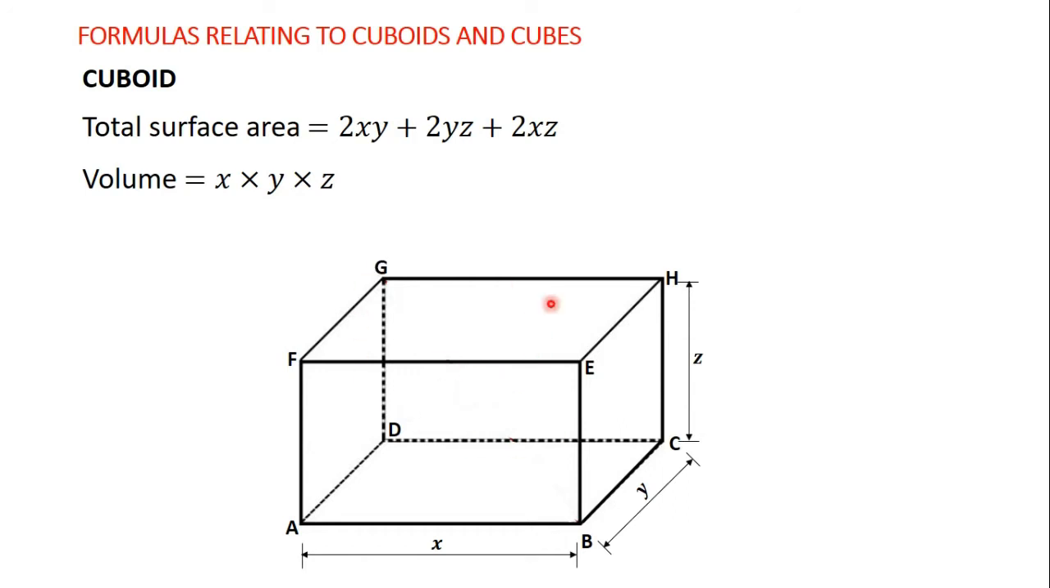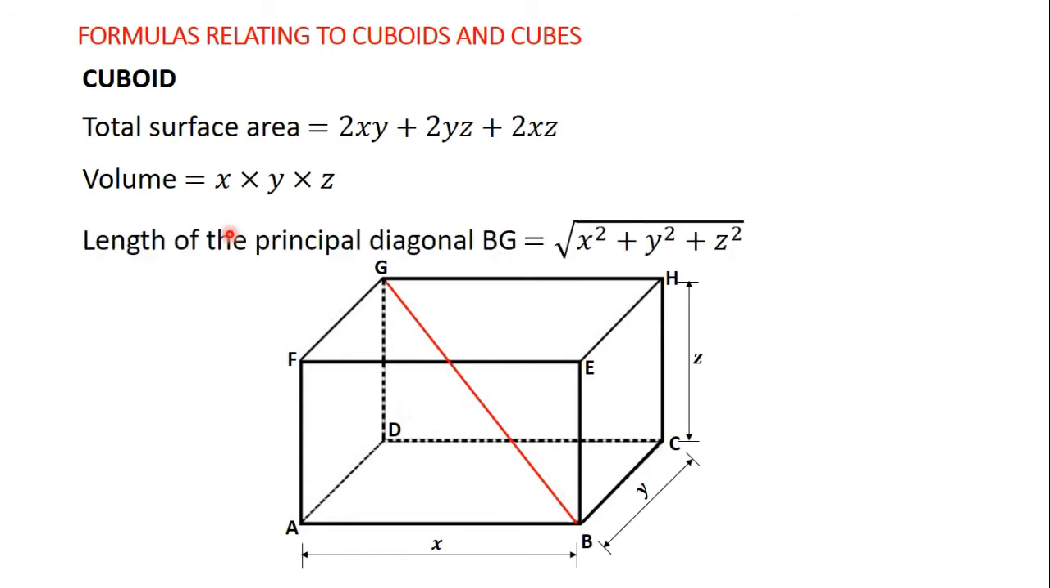So if all the sides are closed, then the total surface area of the cuboid is 2xy plus 2yz plus 2xz, and the volume of the cuboid is x times y times z. If we draw a line from B to G, as we have in this diagram, this line is called the principal diagonal of the cuboid.